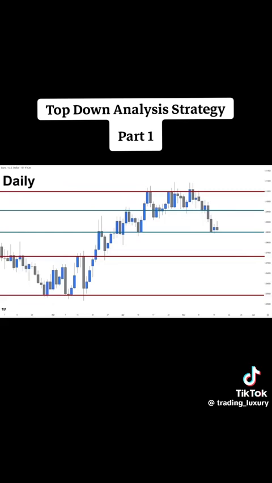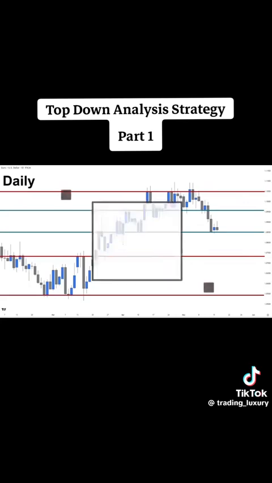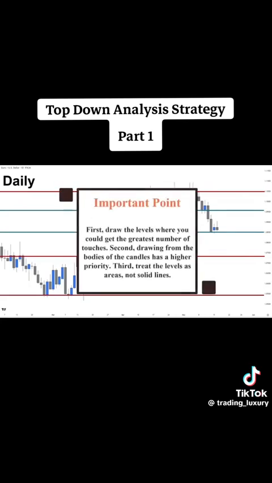Now this was also the only thing we needed from the daily time frame. But remember, you need to keep 3 things in mind when drawing levels of market structure. First, draw the levels where you could get the greatest number of touches. Second, drawing from the bodies of the candles has a higher priority. Third, treat the levels as areas, not solid lines.